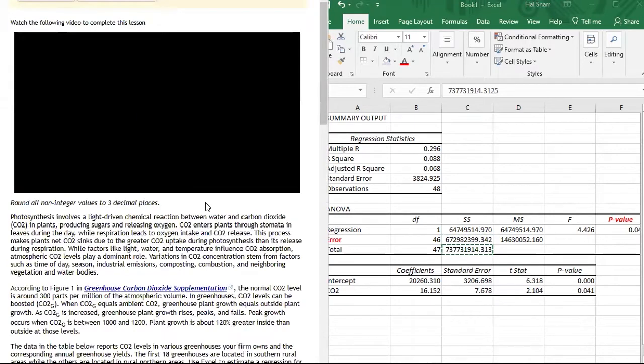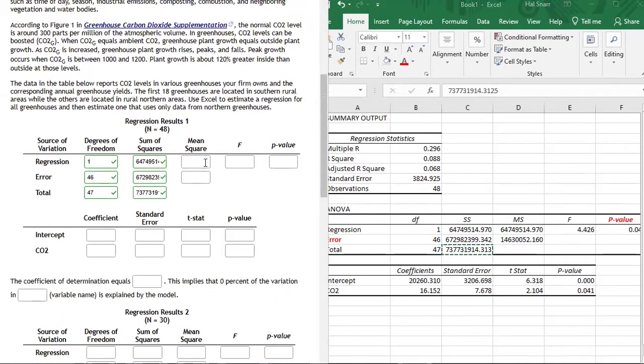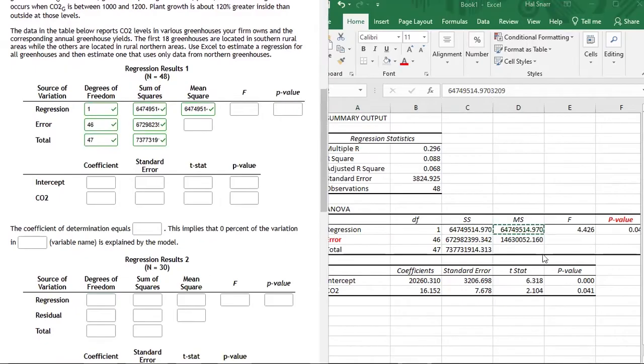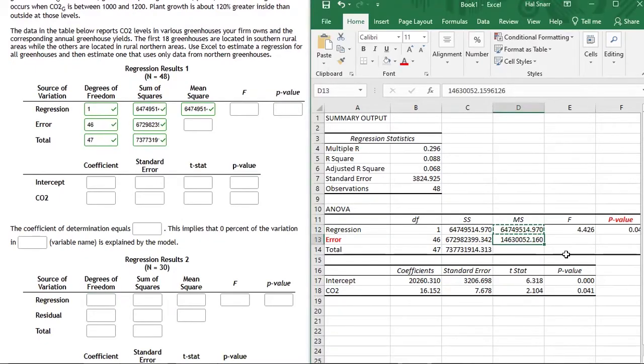I'm going to press enter to make sure I got the answers right. And I do. The mean square due to regression, notice that these two are equal. Well, they're equal because when we calculate the mean square, we're dividing the sum of squares due to regression by its degrees of freedom. And this divided by that is the mean square due to regression. Now, this is smaller than this number because to compute this number, we divided this number by the 46.